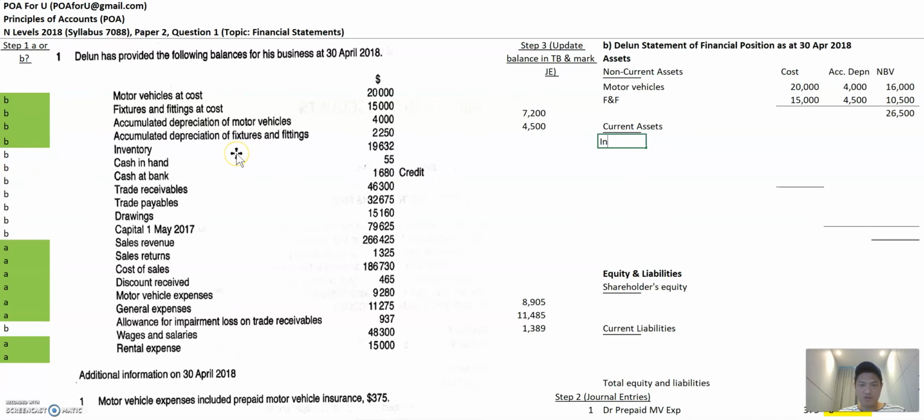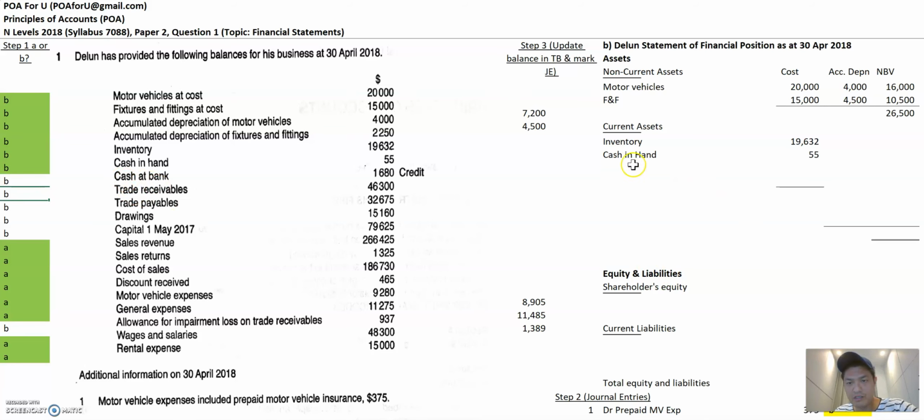Current assets, inventory is a current asset, so I'm going to put it here, 19632, and then cash in hand is 55, and then I'm going to mark these two as done. Cash at bank indicates credit here because cash at bank, when it's a debit balance, it's an asset. When it's a credit balance, what is it? Yeah, it's a liability. So this cannot go into the current asset section, but it will go into the current liability section. So let's leave that first.